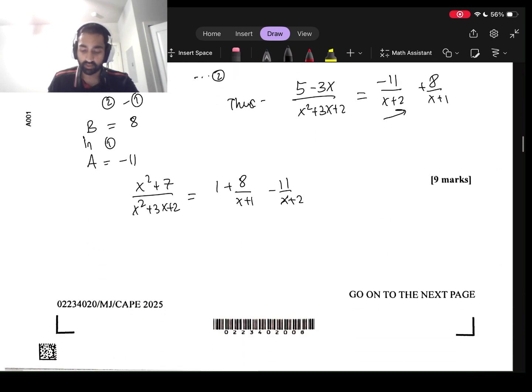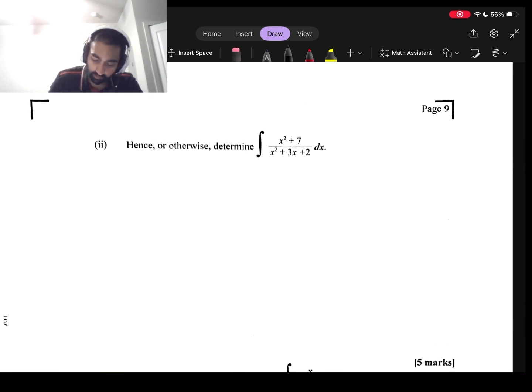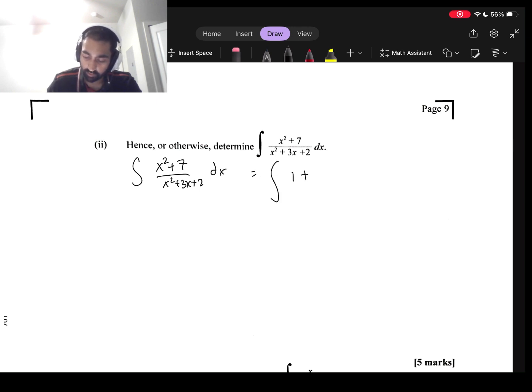Hence or otherwise, integrate this thing. So what we'll say is, okay, the integral of (x squared plus 7) over (x squared plus 3x plus 2) dx is equal, if I use the partial fractions, to 1 plus 8 over (x plus 1), I think, and then minus 11 over (x plus 2) dx. Let me just double check that's what it is.